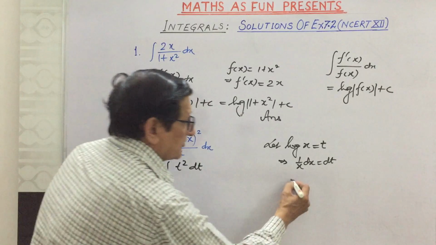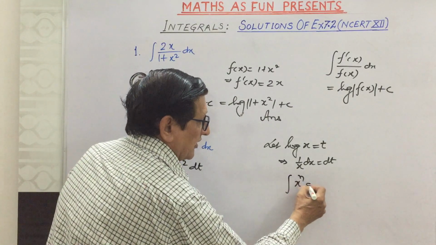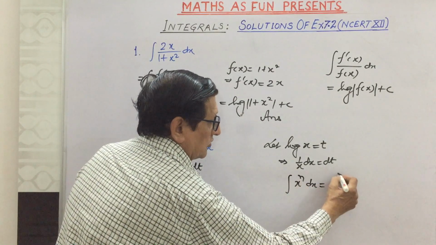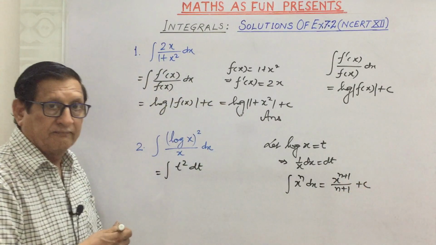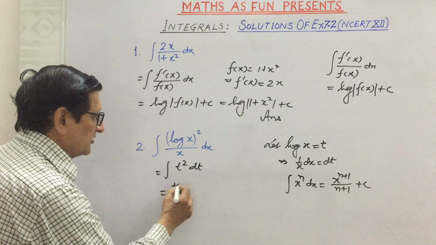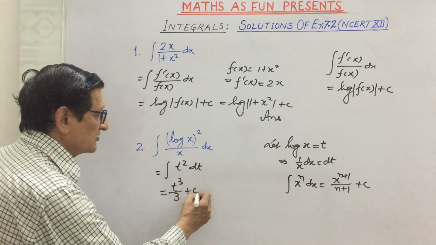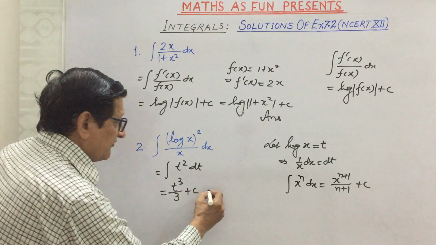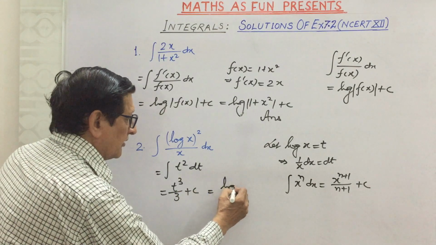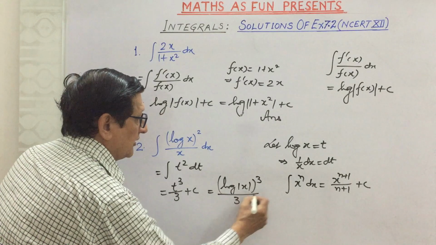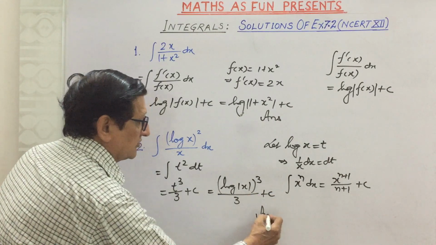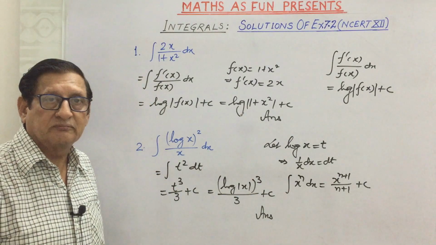And we know that integral of x power n is equal to x power n plus 1 upon n plus 1, plus c. So here we get t cube upon 3 plus c. Substituting the value of t, we get log of x whole cube upon 3 plus c, which is the answer to this particular problem.